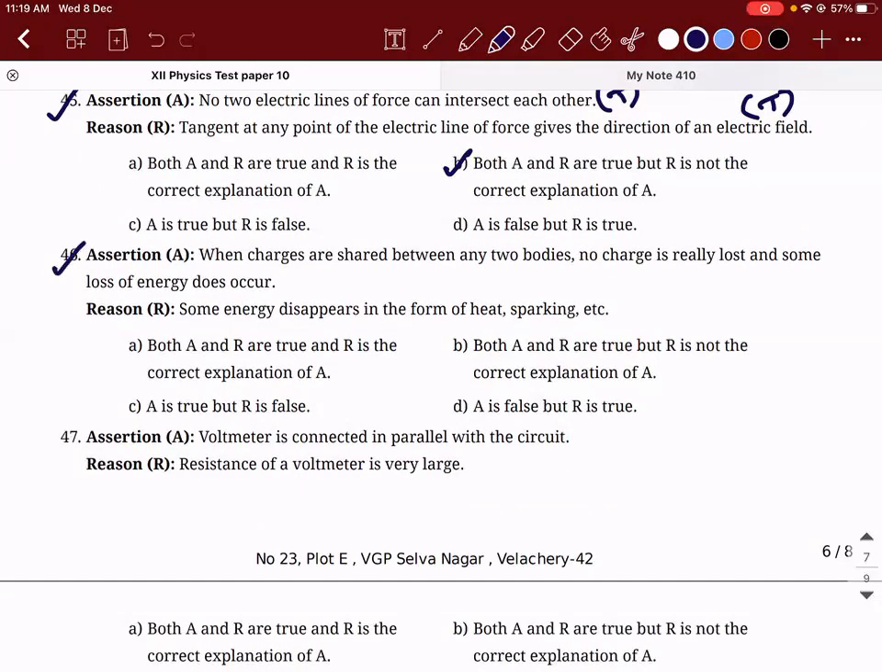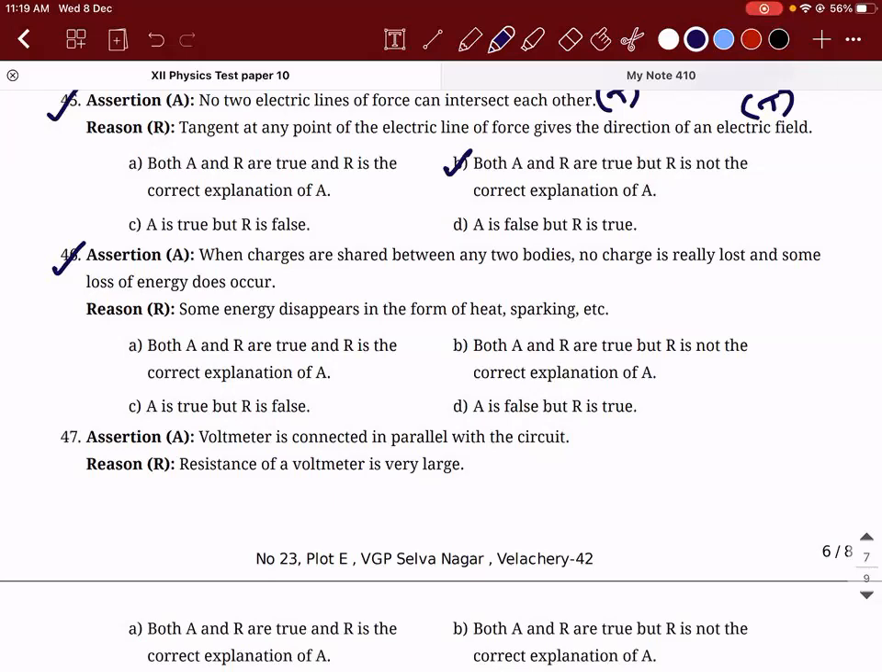When charges are shared between any two bodies, no charge is really lost, and some loss of energy does occur. Is that right? Some energy disappears in the form of heat, sparkling, etc. True. Let me read that. When charges are shared between two bodies, are they an isolated system? Since your theory says it's isolated, I'm taking it. No charge is really lost, and some energy loss does occur.